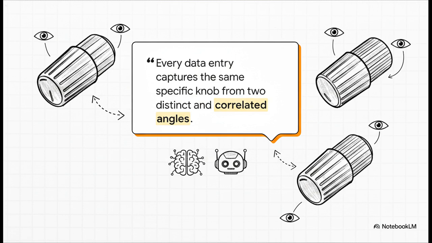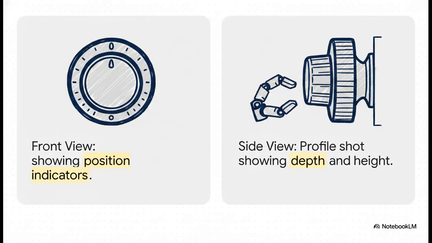You are allowing the computer to correlate information from totally different viewpoints, which is exactly how human eyes naturally perceive depth and shape. To break that down a bit more, you start with the front view, or image 1. This is your direct frontal shot. It shows the face, the position indicators, and the markings. It basically tells the AI, okay, what is the style actually set to?